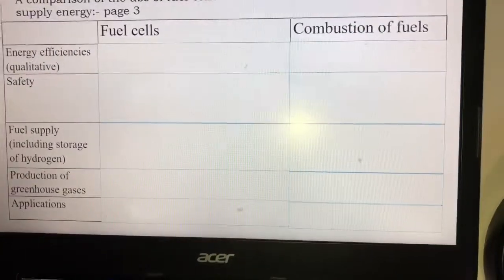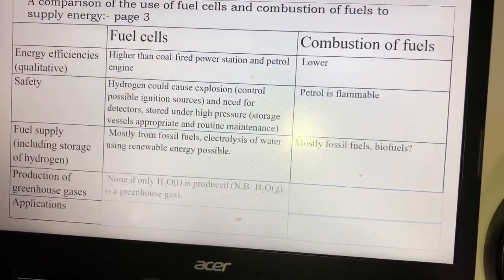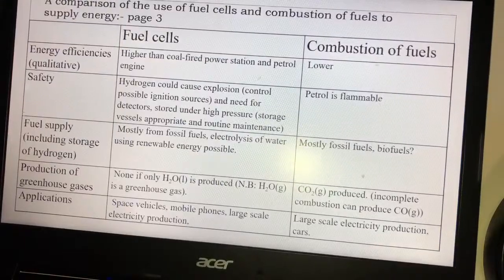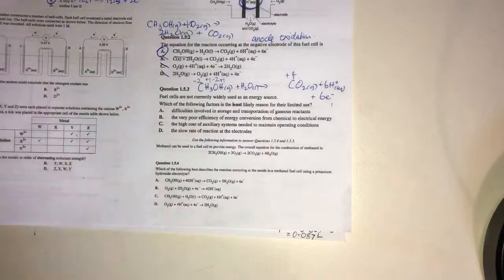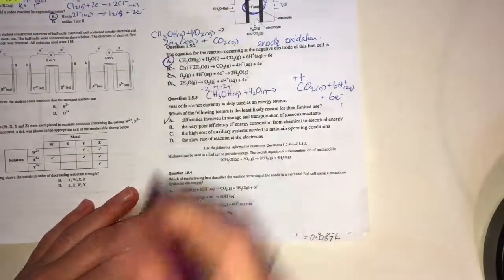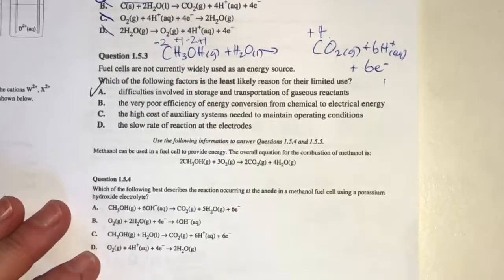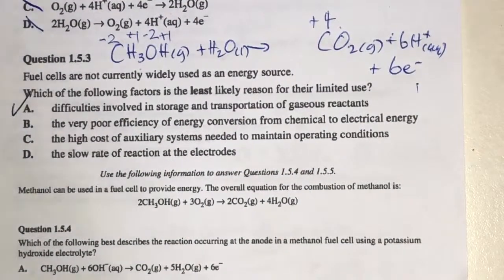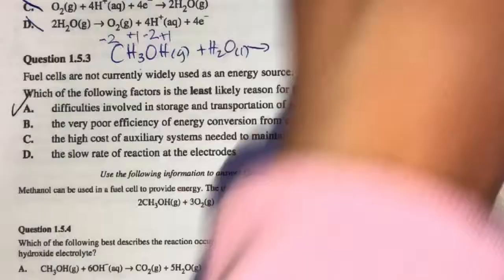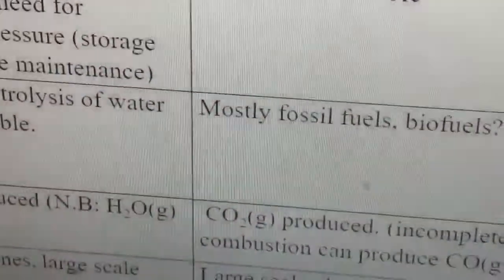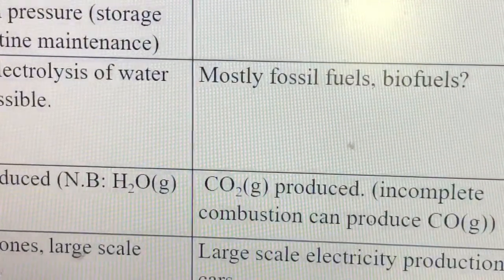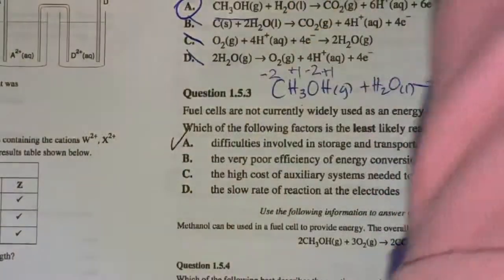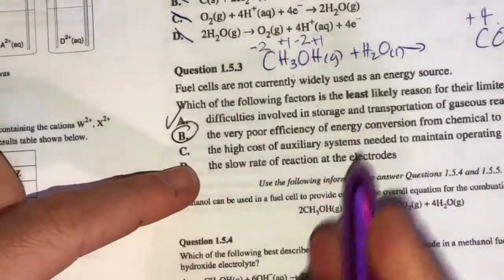Okay, so let's have a look. I would also look at this table in your own time. Okay, so difficulties involved in storage and transportation. That tends to be a reason that we always look at, a potential problem. The very poor efficiency of energy conversion. Oh, the energy conversion of fuel cells is very high. Does it actually have it here? Yep. Higher energy efficiency than a coal-fired power station. So I would say that that's on the money for least likely.